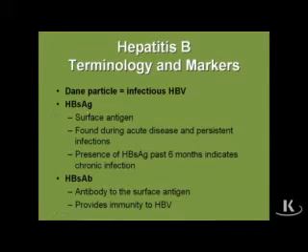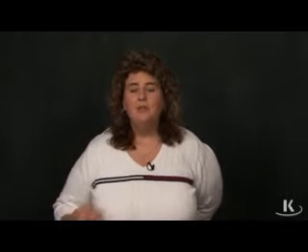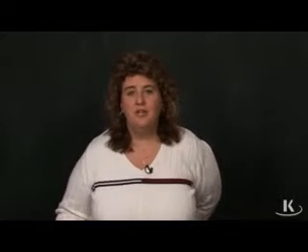Now, first we're going to look at some of the terminology and some of the markers. The hepatitis B surface antigen is made in huge quantities during infection with hepatitis B. The virus makes so much surface antigen that you can actually get immune complex disease from the surface antigen and antibodies binding to the surface antigen. So it makes a ton of this.